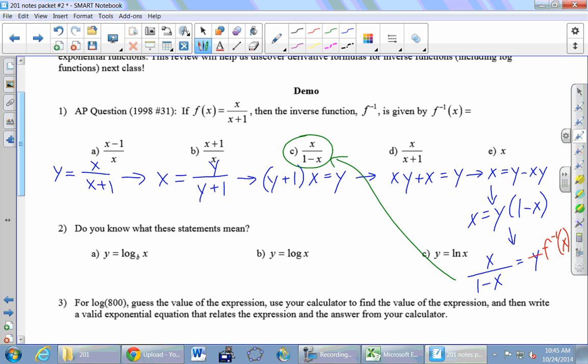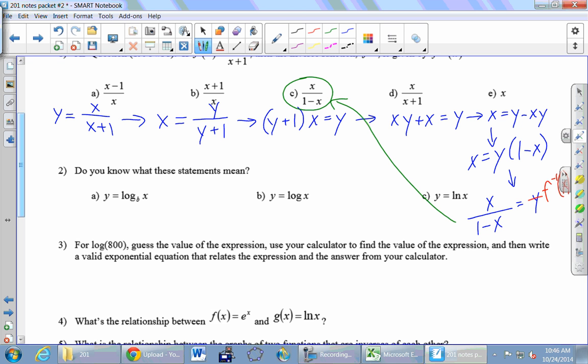So it looks like choice C. Questions on the process for finding the inverse of a function? You've done this before, yes? Okay. Some people don't swap the x and y in the beginning, but they just solve the original equation for x, and then they swap the x and y at the end. It's equivalent. So whatever is familiar to you, you can do.